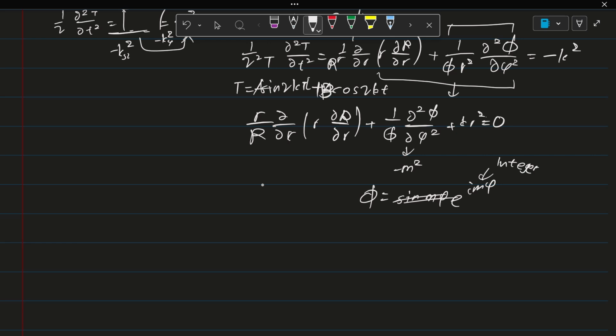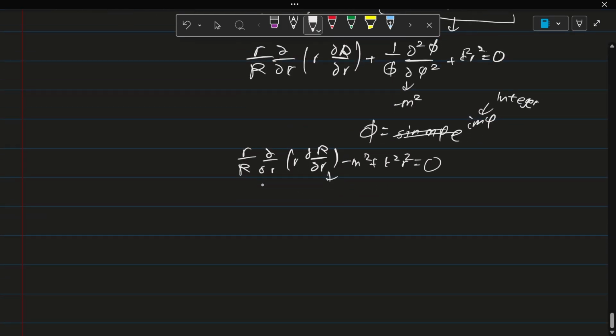And so this will later impose another variable inside of this equation, which becomes r over R, partial over partial r, r partial R over partial r, minus m squared plus k squared r equals 0. Now this thing here, if you don't already recognize, this is the Bessel equation. So if you just transform kr into your x, this would just become Bessel's equation, so the solution is the Bessel function.